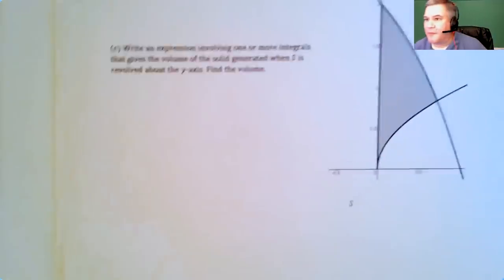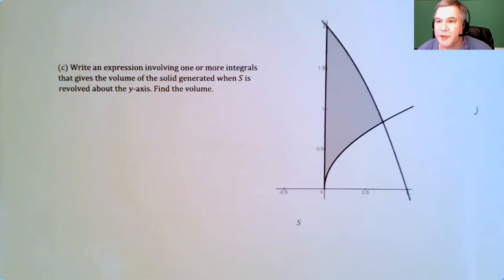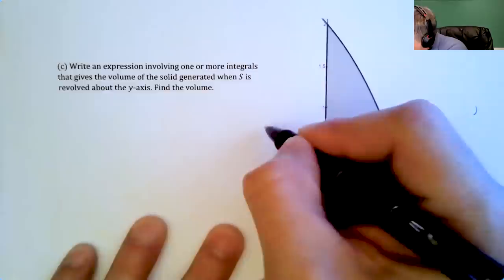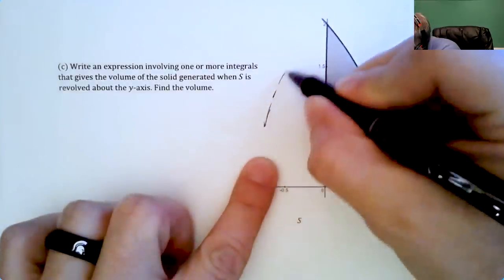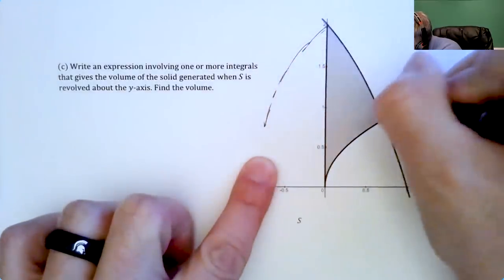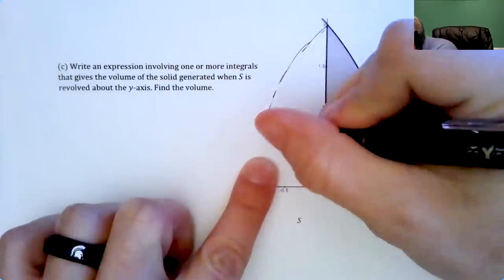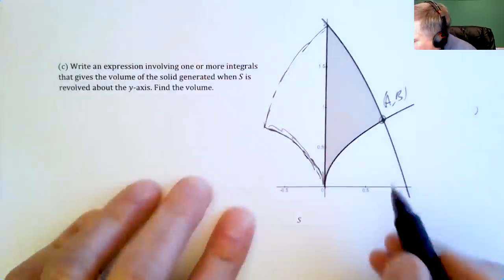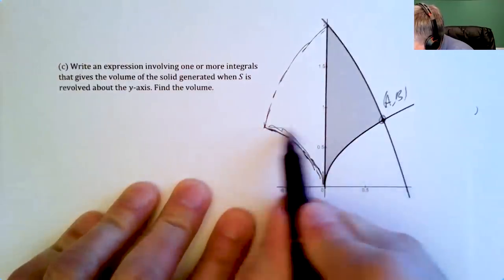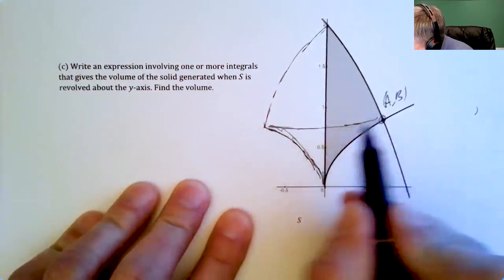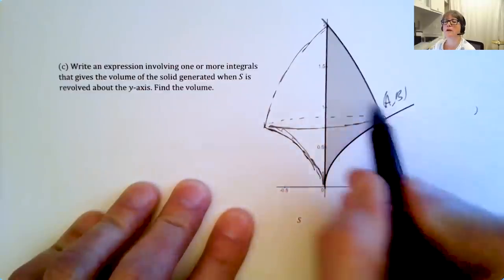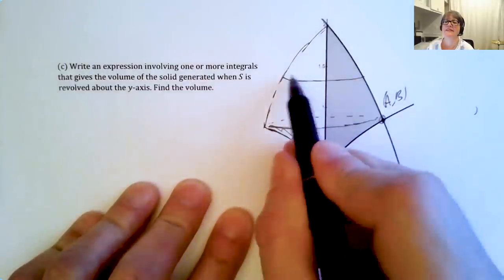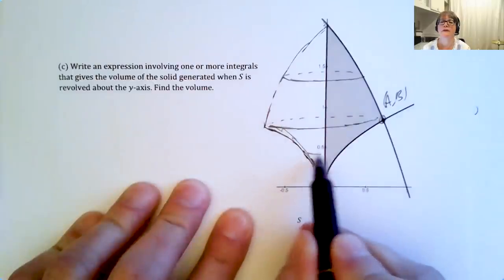All right. So write an expression involving one or more integrals that gives the volume of the solid generated when S is revolved about the y-axis. So I'm going to kind of mirror that point. This is my point AB again. Like we talked about yesterday, I always like to draw pictures. I drew a picture of a pond. And so we get this shape.